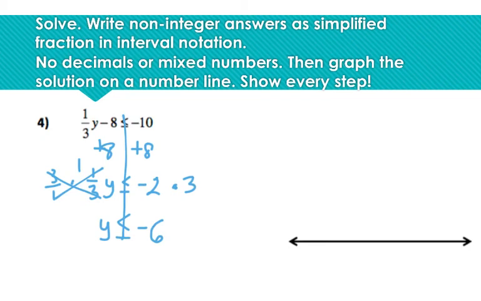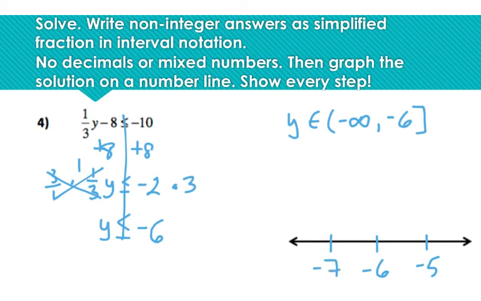Now let's go ahead and write this in interval notation. So we'll say that y is an element from negative infinity to negative 6. That's because y is less than negative 6. But it's also or equal to, so we'll make sure we put a bracket on the negative 6. Now to graph, we got negative 6 in the middle, negative 5 on the right, negative 7 on the left. We'll have a closed circle at negative 6, arrow going left to negative infinity.